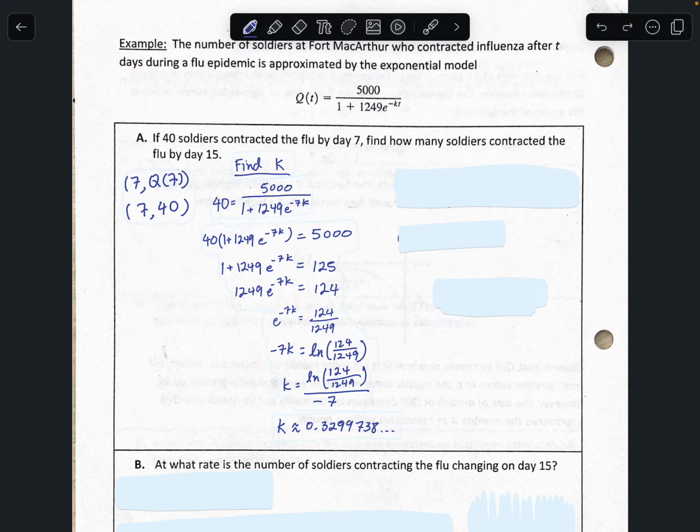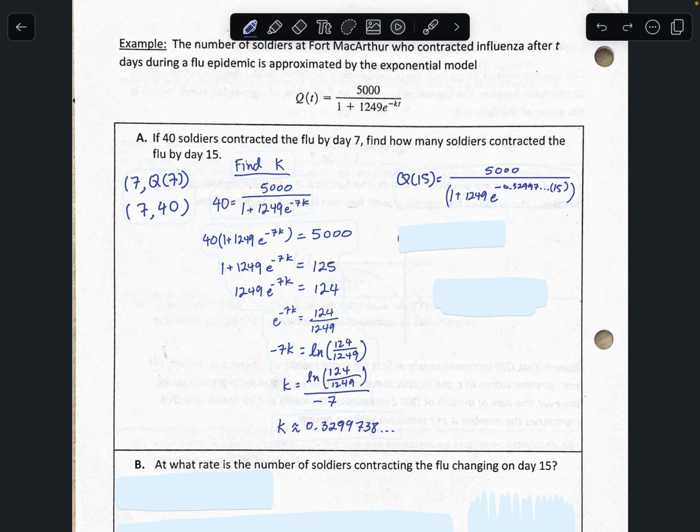I want to find the amount of soldiers that contracted the flu by day 15. So I'm going to plug in the t value of 15 and my new k value that I just found into my function. It's going to be 5,000 over this entire expression on the bottom. Now, to make sure you're plugging into the calculator properly, put parentheses around that entire denominator. Okay?